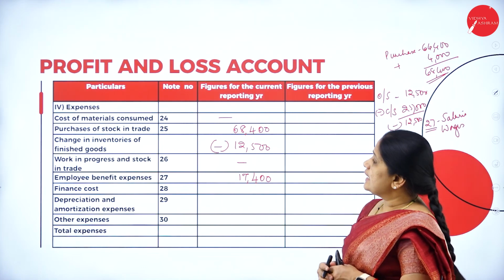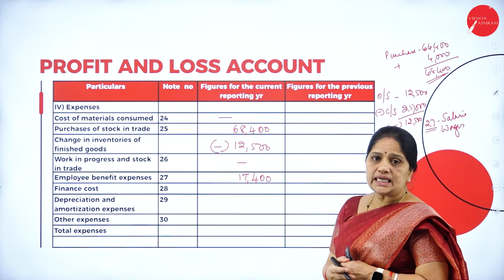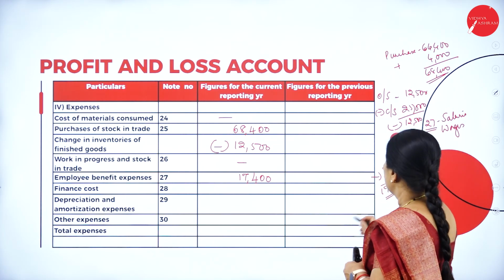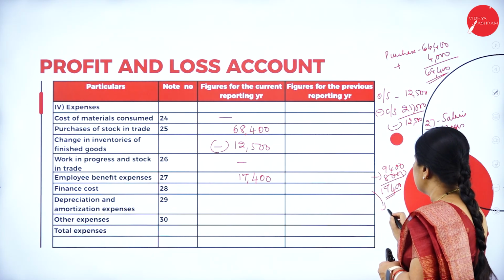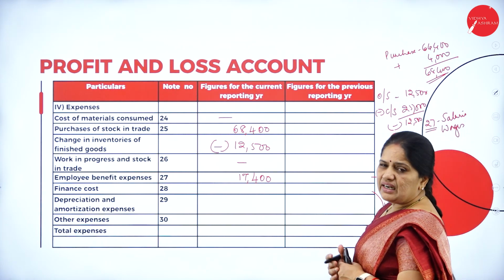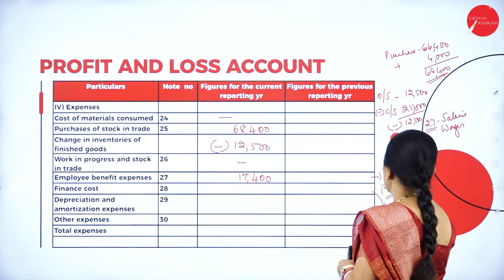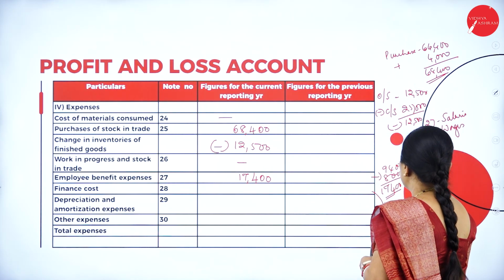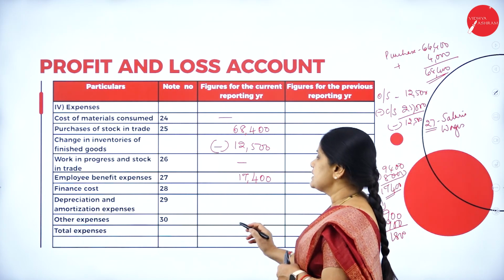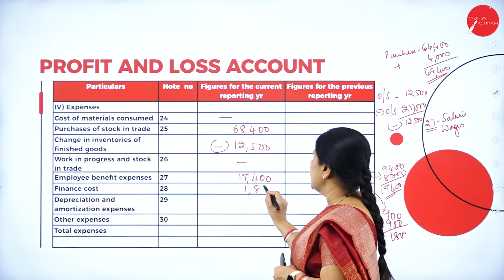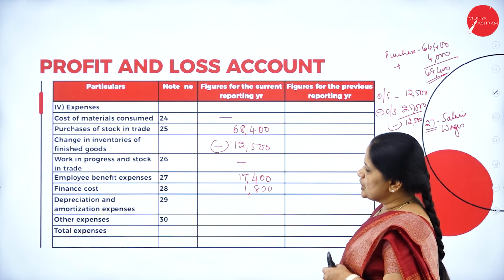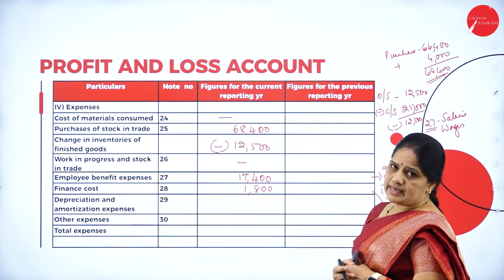Next one is the finance cost. So under finance cost, we have to write the debenture interest. Now what is the debenture interest given? Debenture interest is given as 900 for 6 months. So I add again 900 for the next 6 months. So the total interest will be 1,800. So the finance cost is equal to 1,800.